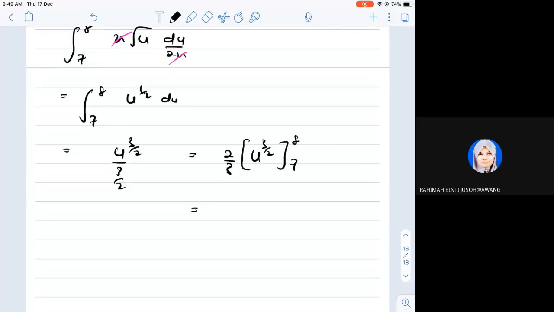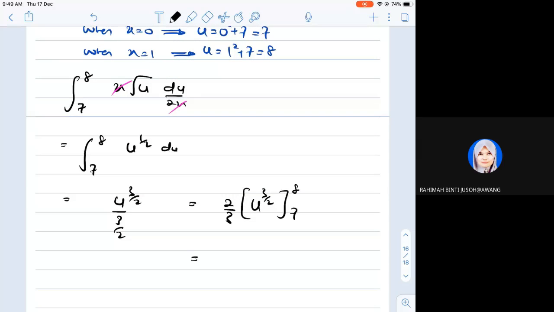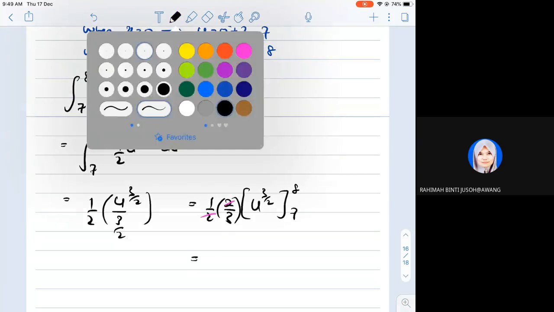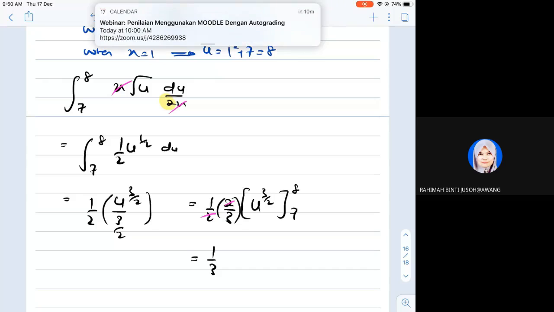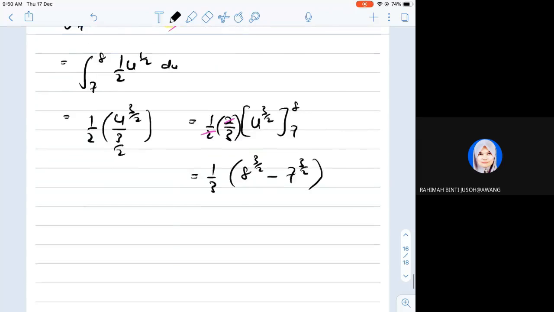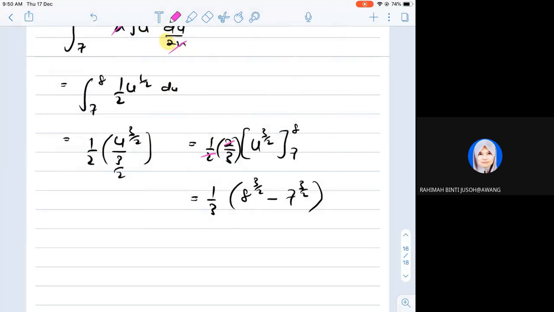You will have 1 over 2 left out again. I always leave this out. Okay, thank you very much. 1 over 2, like that. So 1 over 2, this one can be cancelled. So 1 over 3. So it becomes 1 over 3, substitute into u. We will have 8. So only part A is settled. Let's calculate part B next. This is only part A.